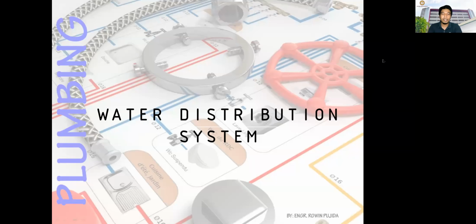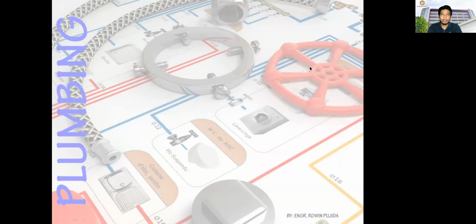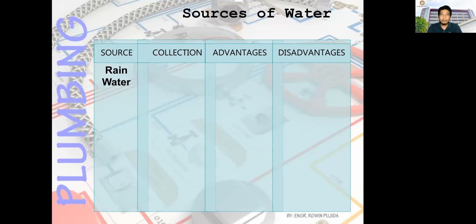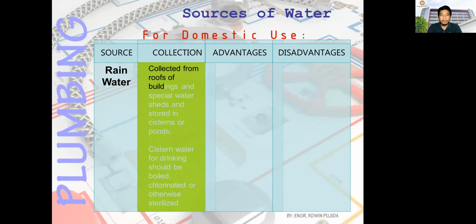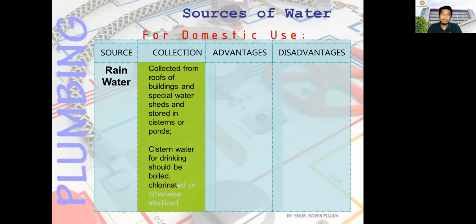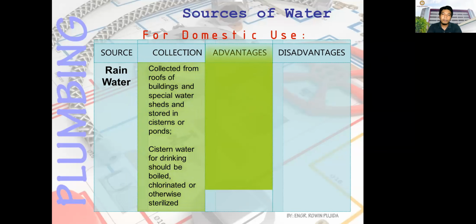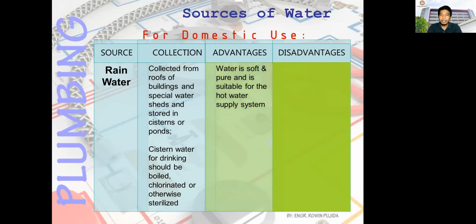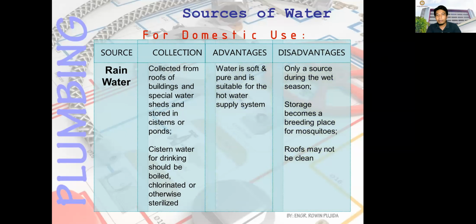So now let's have the water distribution system for our plumbing. There are sources of water. First, for domestic use, you have the rainwater, and how to collect it. You have the collection, the advantages of rainwater, and also the disadvantages.